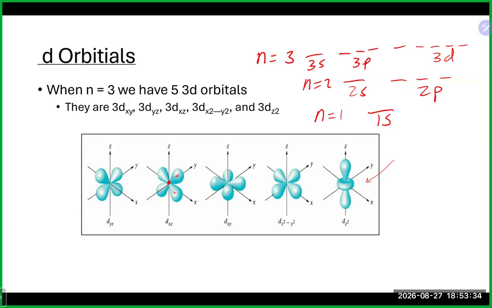So again, these quantum numbers are the basis for where the orbitals are, which ones are allowed to be on certain energy levels as we go through this. Any questions on that there?